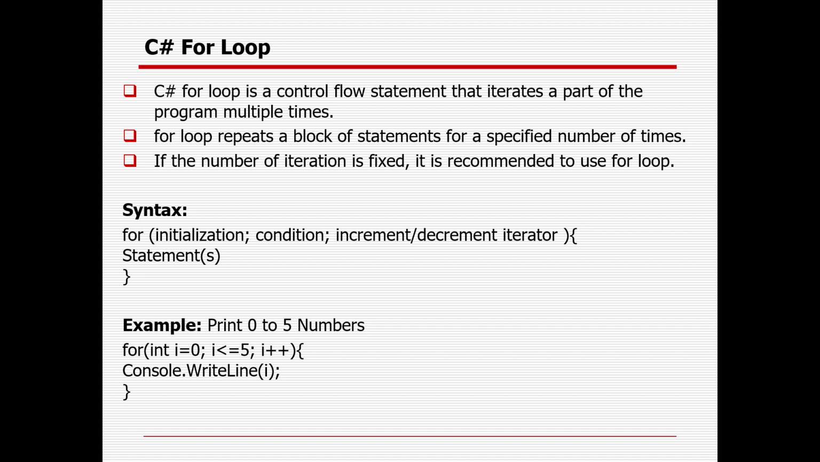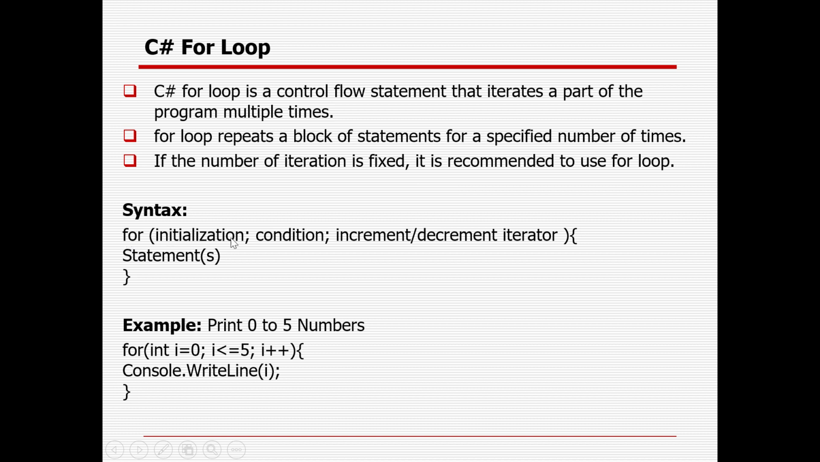In case you already know how many times you need to iterate, you should use for loop. But in case your number of iterations is dynamic, not static, you should go with while or do while loop. So what is the syntax of for loop?